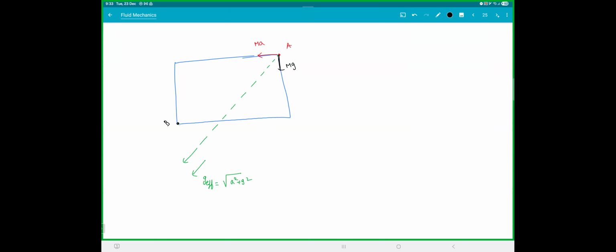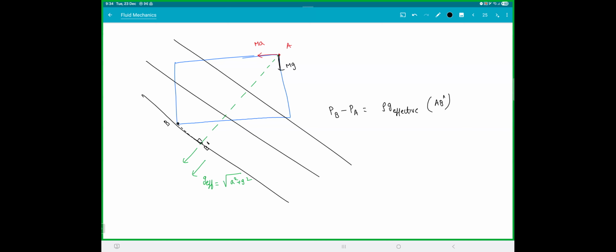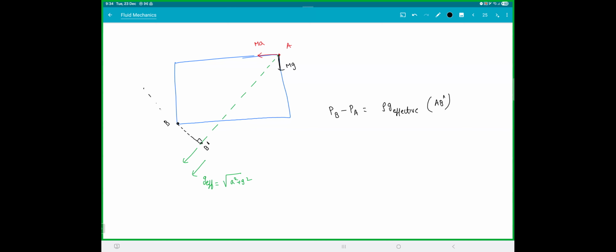So what you want to find from here, drop a perpendicular. Let's call this B dash. So you need to find this depth here. So pressure PB minus PA will be rho into G effective into that length AB dash. Are you getting this? Because now this is horizontal, isn't it? All these black lines will have same pressure. So B and B dash will have same pressure. You're getting the problem there? There is no guarantee that line will pass through AB.